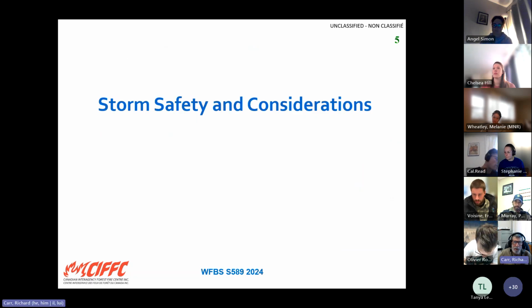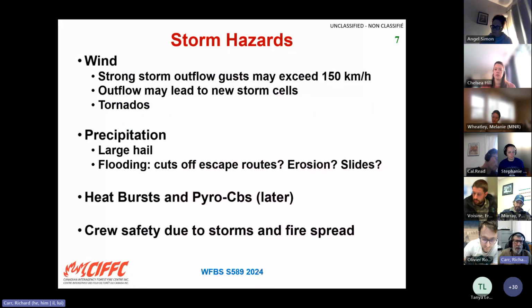So I'll start out with some storm safety and considerations. I think most people are familiar with types of hazards from storms. Outflow gusts: when you get a strong thunderstorm, you can get air sinking down to the surface and spreading out. That's what we call outflow. Some of those gusts may exceed 150 kilometers per hour. I've actually seen them up to probably 170 or maybe stronger in some rare cases. So they can really blast away.